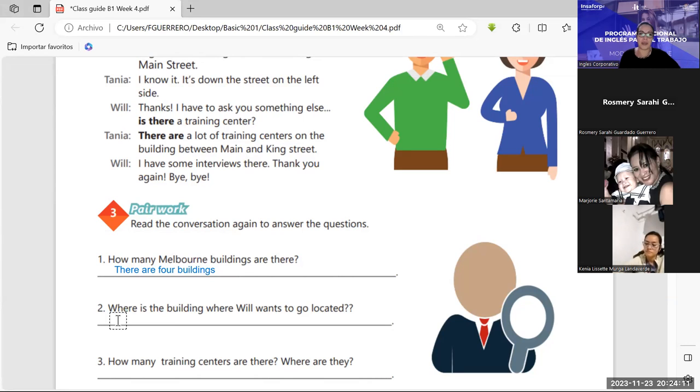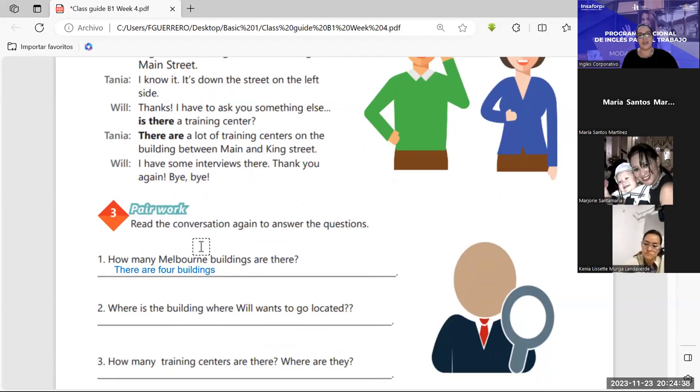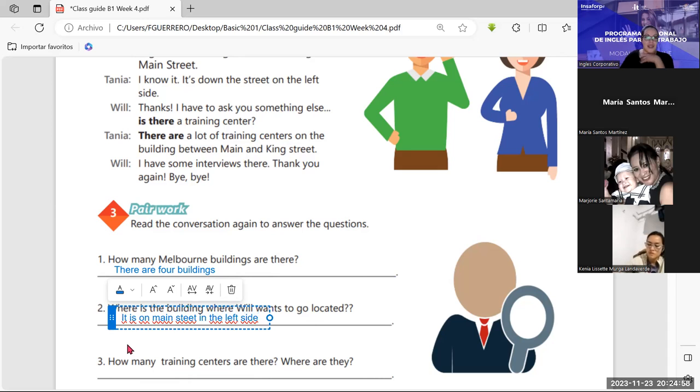Number two, where is the building where we want to go located? No sé si está correcta. Perdón. Pero yo le puse, it's down the street on the left side. Ajá. So, yes, it's on Main Street. And yes, you can say it is on Main Street, on the left side. Okay, and that's okay. Thank you so much.